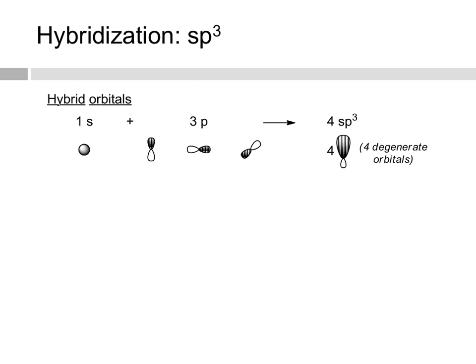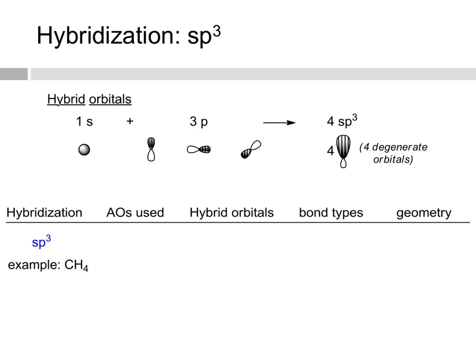The true picture here is that we're not using just the s and p orbitals to form bonds. We are actually forming hybrid orbitals from these s and p orbitals. So if we mix one s orbital and 3 p orbitals, we would end up with 4 hybrid orbitals that are all sp3. These are 4 degenerate orbitals, that means they are all of the same energy, and they all look like this.